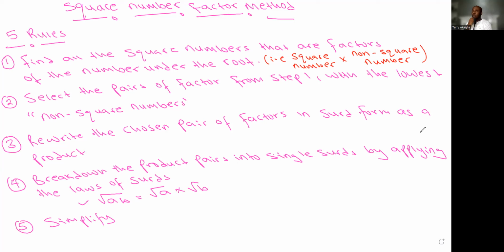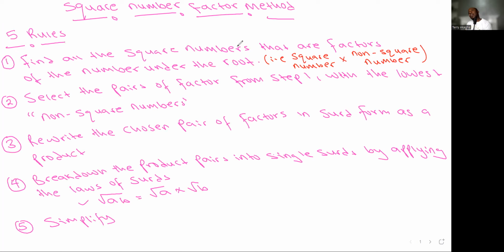So what we're going to do now is solve some questions on this. I'm going to use exactly the same example I used in the prime factor tree method in the previous video, and we'll get the same answer. So in the previous video, I talked about how to simplify the square root of 720. Step 1 in the rules said that we have to find all square numbers that are factors of the number. So when we talk about square numbers, 4 is a square number because the square root of 4 will give us 2.